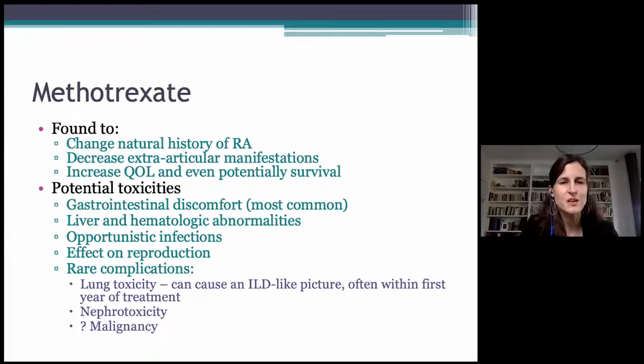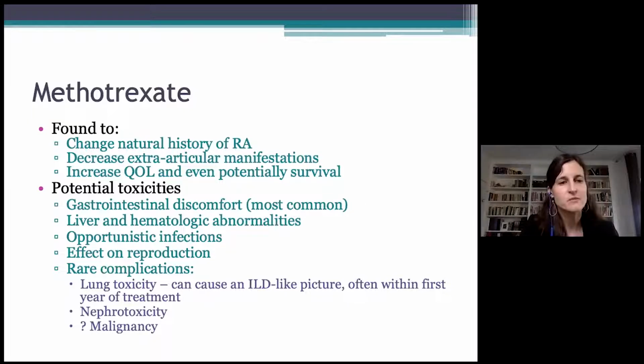Most commonly, it can cause nausea or GI discomfort, oftentimes the day after taking the medication because it's a once-weekly medication. We try to prevent that by using folic acid as a supplement in addition to the methotrexate. You can develop liver and hematologic abnormalities, so we generally check lab work about every 3 months or so once they're on stable therapy to monitor for this. We also ask patients to stay away from alcohol just because of this concern for liver abnormalities.